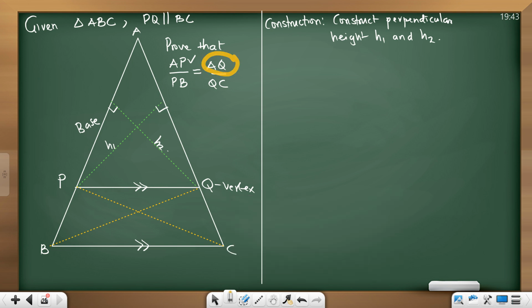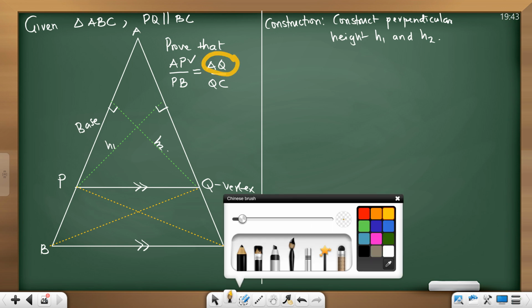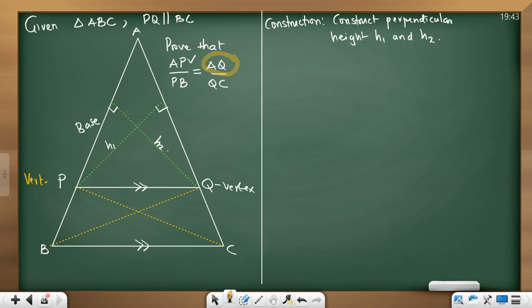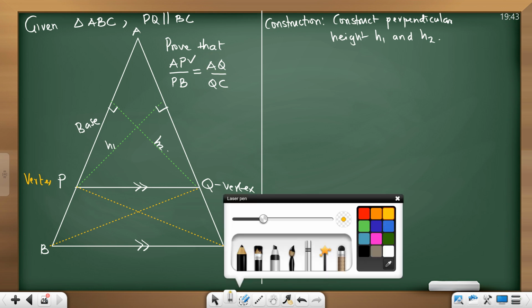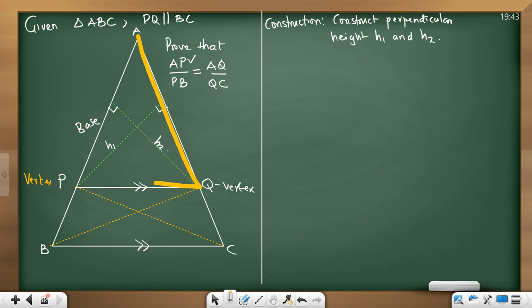AQ is what? The base. Where is going to be my vertex? The vertex is always those lines. So what would my triangle be? AQP. Can you see that triangle? And what? QCP. Let me know if we are okay with that step so far. The vertex is always the P. So make your notes. That's why I'm putting those notes. The note is that P and Q will be the vertex.